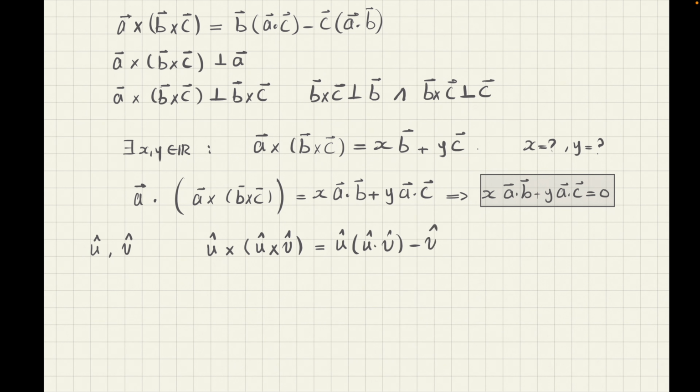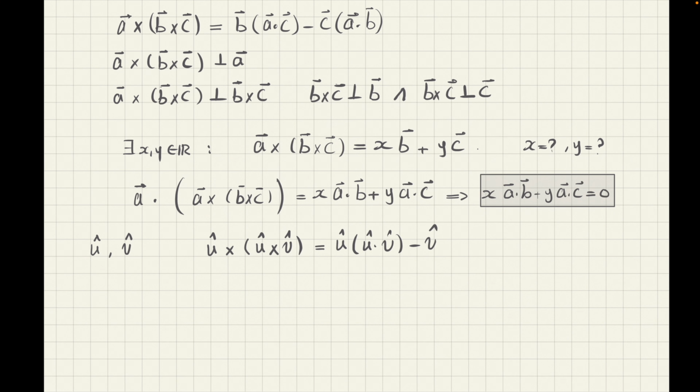minus v. The reason that this is just v is that, in principle, if the BAC-CAB rule is right, then I should write v times u dot u, but this becomes norm of u squared. u is a unit vector, so it becomes 1. So anyway, I want to have two vectors u and v, and I want to show that this is valid.